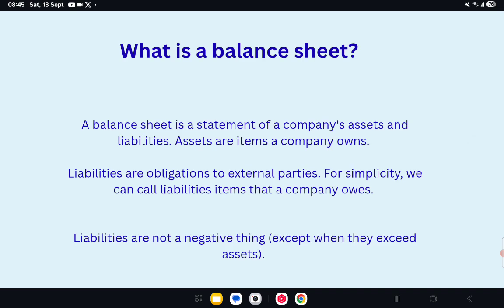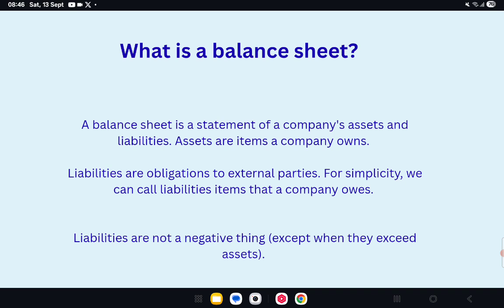So what's a balance sheet? In simple terms, a balance sheet is a statement of a company's assets and liabilities. Now, assets are easy to understand. Assets are things that a company possesses. Assets could be physical assets that you can see, property, plant, and equipment, or assets could be intangible assets, things that you can't touch and feel, but they belong to a company. So you have your trademark, for instance, your brand, for instance. Those are assets, and they're called intangible assets.